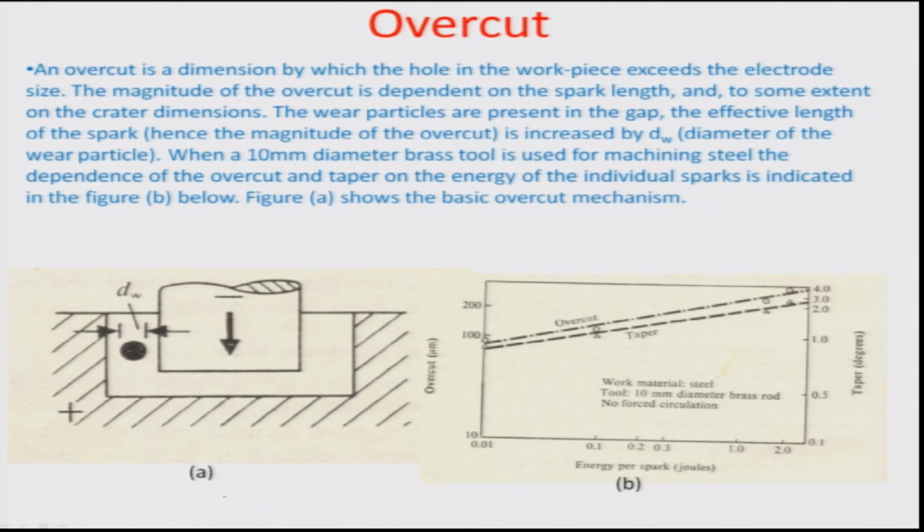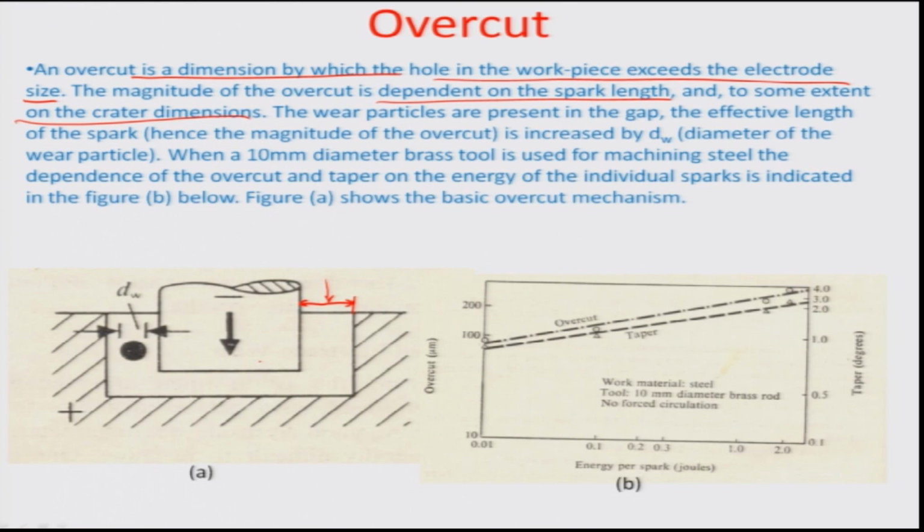The overcut basically is a dimension by which the hole in the workpiece would exceed the electrode size. So, the magnitude of the overcut would be dependent obviously on the spark length and to some extent on the crater dimensions. This dW here, for example. Okay, so, you can see here the overcut is represented by this arrow. Okay. So, you can see that the tool diameter is always less in comparison to the hole diameter, obviously because there are going to be sparks from the side faces of the tool as well.